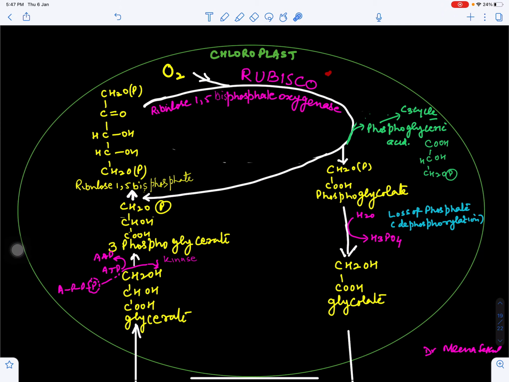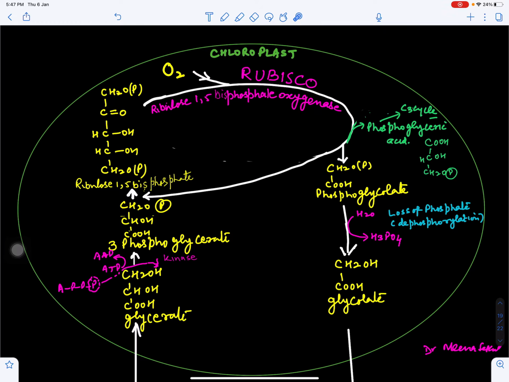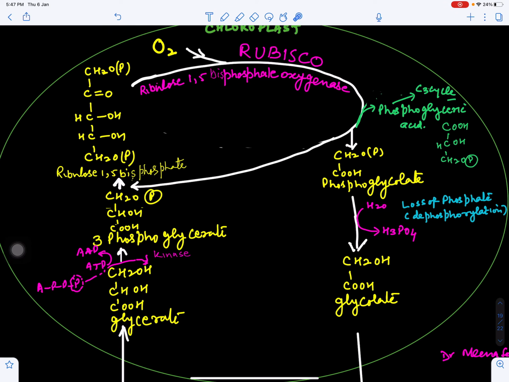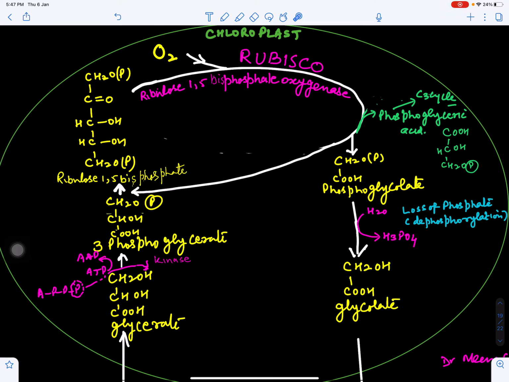First, we'll discuss chloroplast. This is the reaction taking place in the chloroplast. I'll just enlarge it to make you understand. This is the chloroplast where these reactions are taking place. Here ribulose 1,5-bisphosphate is the first substrate: CH2OP, C double bond O, HCOH, HCOH, CH2OP. So, at the first position and fifth position there is a phosphate group.